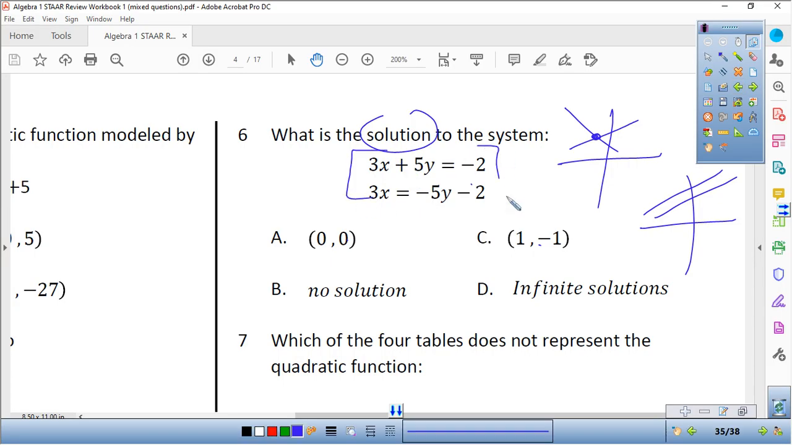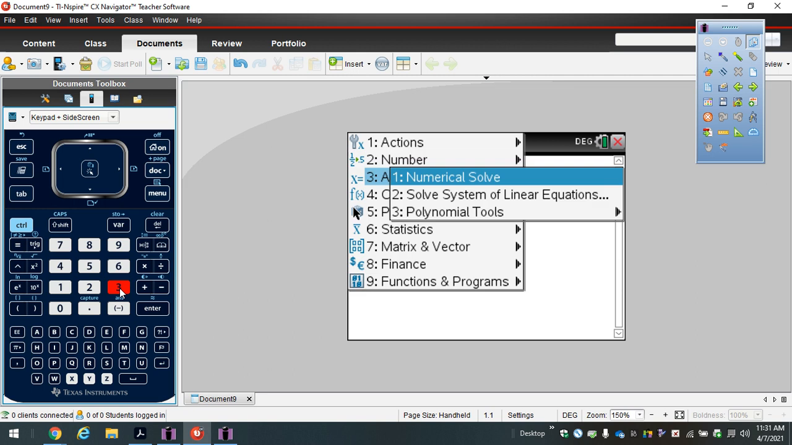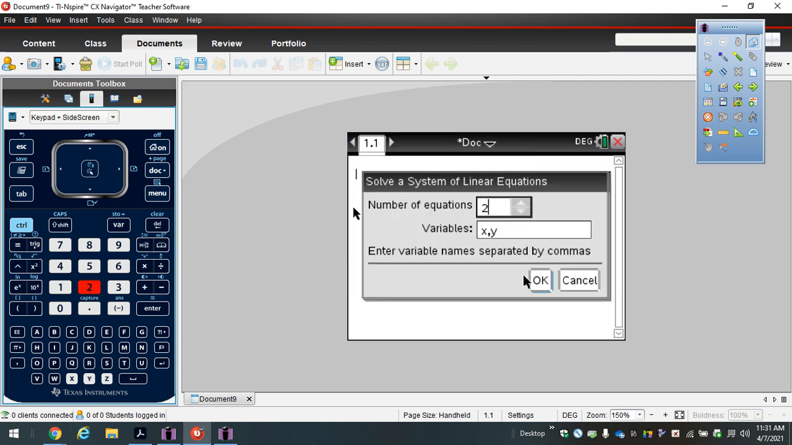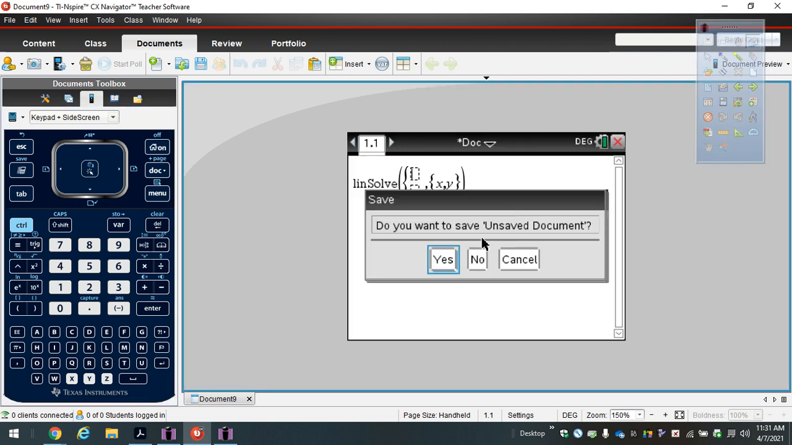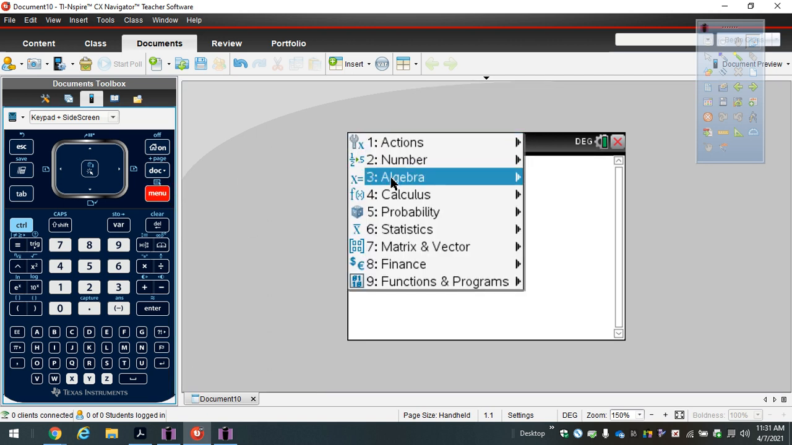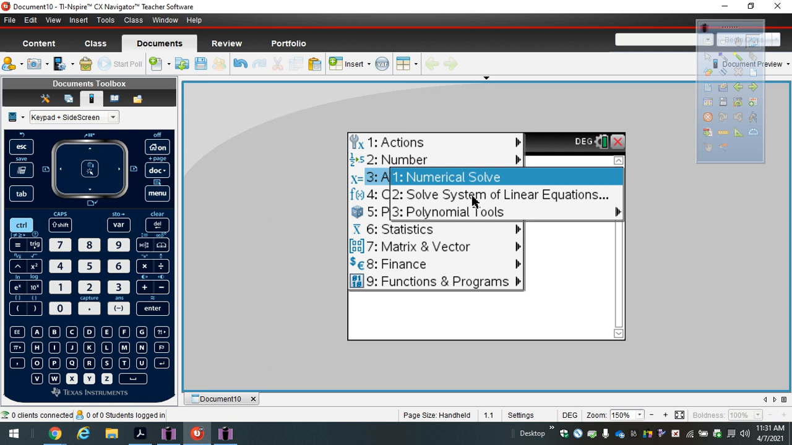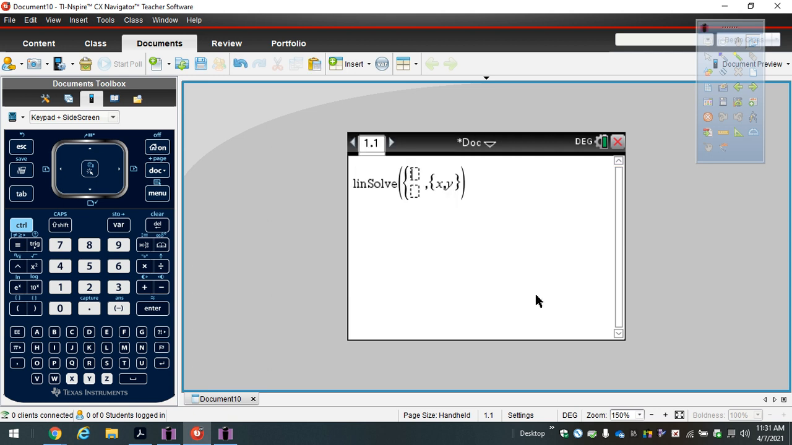So again, this is the thing I'm asking here. Two equations of a line, 3x plus 5y. You go here, menu, 3, 2. And it gives you the answers for both equations at the same time. Let me show you that again, okay? I'll turn it on, new document. I go to the regular calculator. I'm going to go to menu, algebra, systems, solve systems of linear equations. Two equations, and there it is.